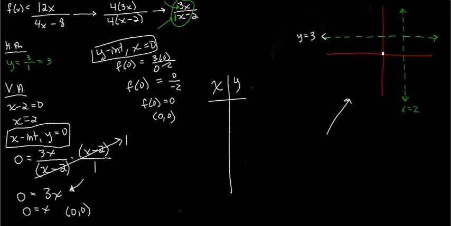I'm going to pick maybe x equal 1. And I'm going to be plugging into my function. So in the numerator I'm going to get 3 times 1, so 3, and in the denominator I'm going to have 1 minus 2, so I'm going to get -1. So that's the point, -3 for y. I'm going to go ahead and plot that. Maybe we'll even make this kind of accurate.